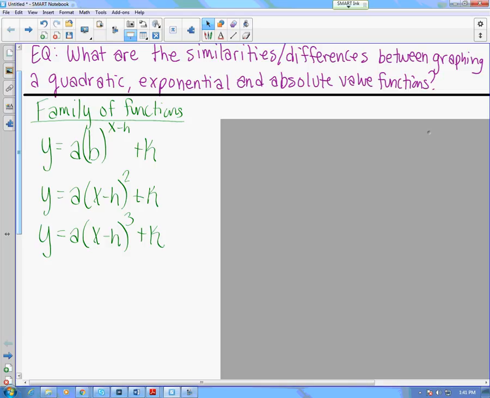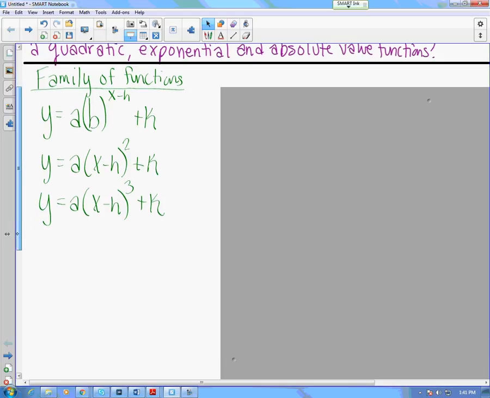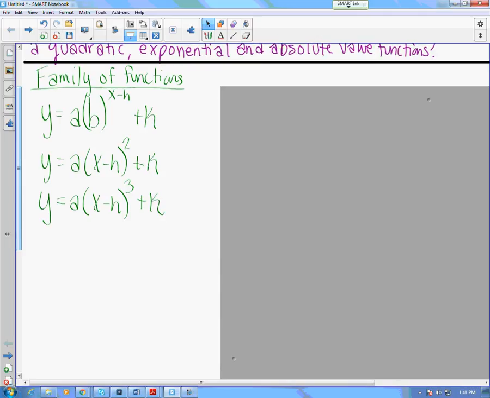This one we've been working on all year pretty much. There's the second one. Y equals A times (x minus h) all squared plus k. What function is that? Quadratic, because it has an exponent of 2.